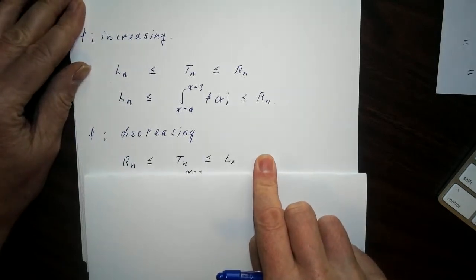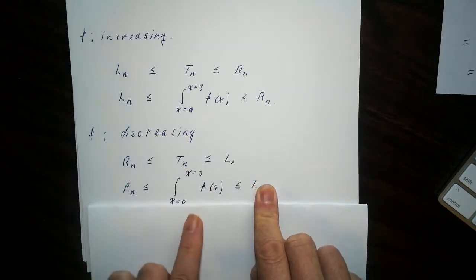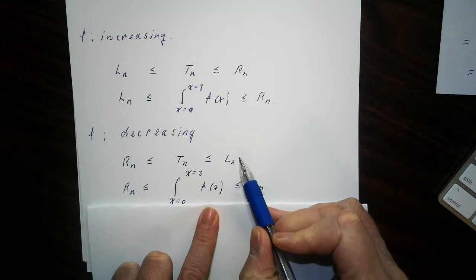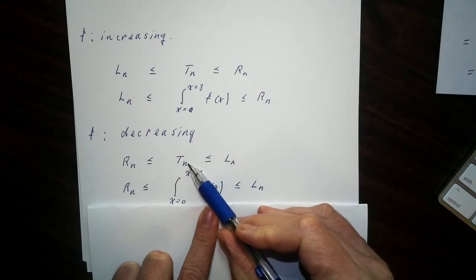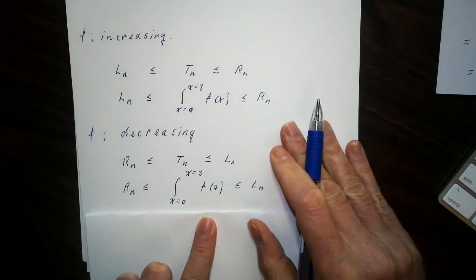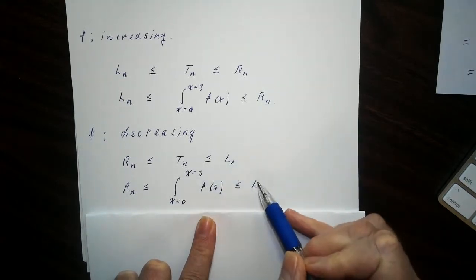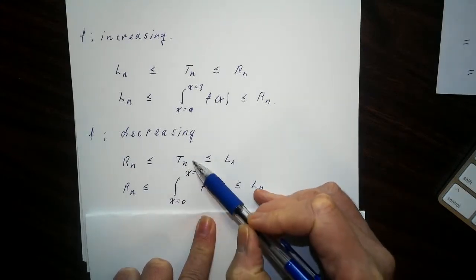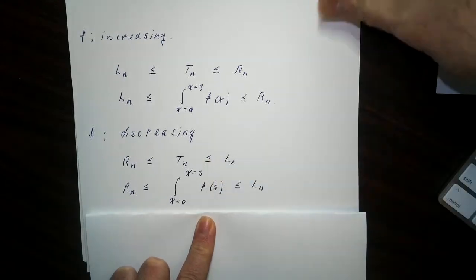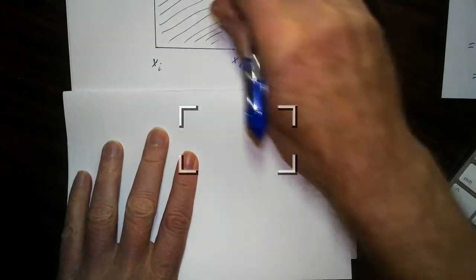If f is decreasing, things switch. The right-hand estimate is less than or equal to the left-hand estimate. The trapezoid, because it's the average estimate, has to be sandwiched between the two, and we know the true value of the integral is less than or equal to the left-hand estimate, greater than or equal to the right-hand estimate. But again, we don't know the relationship between the trapezoid and the true value. So let's take a closer look at that.